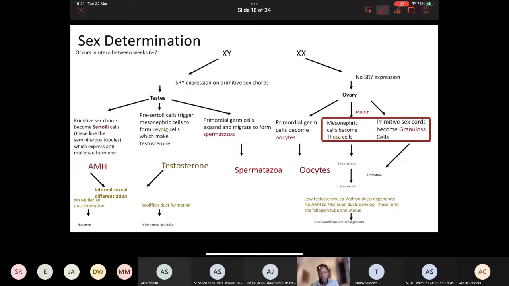Great. Now let's move on to sex determination. And this is actually quite a key concept to grasp when it comes to sexual differentiation as well. So we obviously know about the sex chromosomes, XY and XX, okay? And we're just going to go through this in quite a systematic way. Now, let's start off with males, and we'll probably change this color to blue.